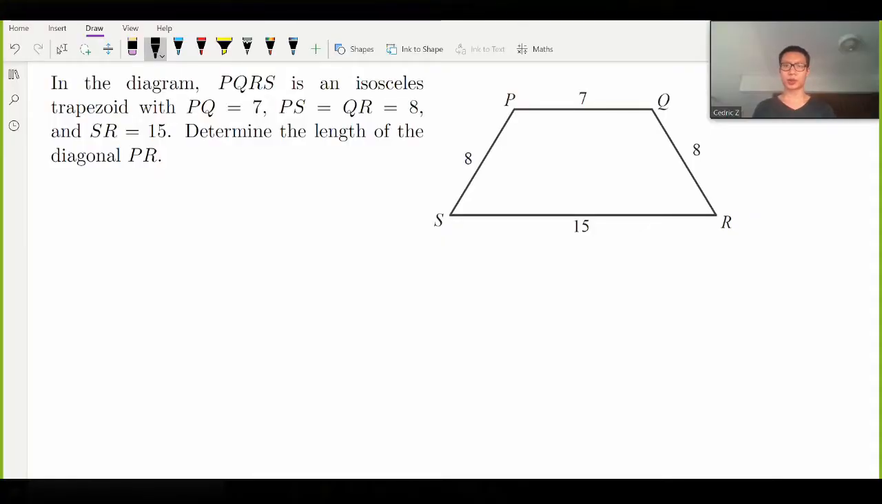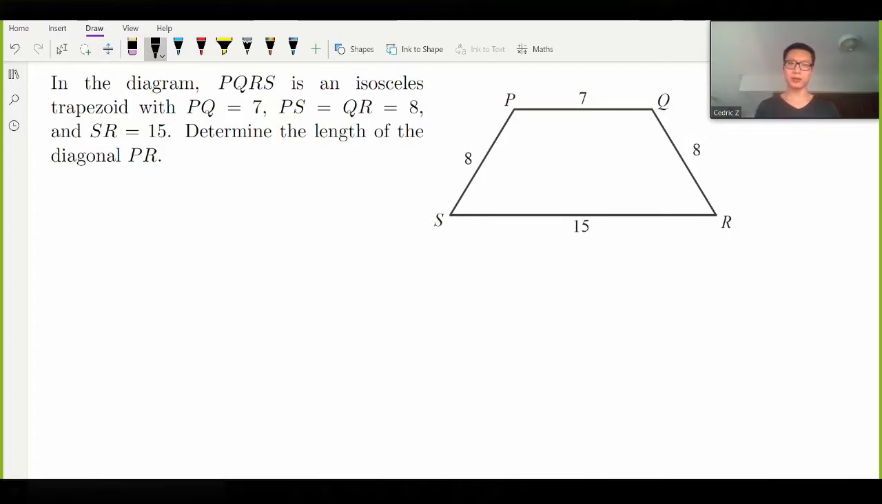All right, guys. Today we're going to go over this geometry problem from Waterloo's grade 12 Euclid contest. This is question number 5b from year 2012, and the question says, PQRS is an isosceles trapezoid with PQ equals 7, PS equals QR equals 8, and SR equals 15. Determine the length of the diagonal PR.